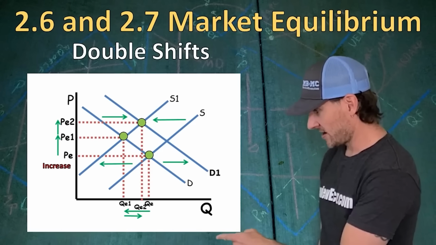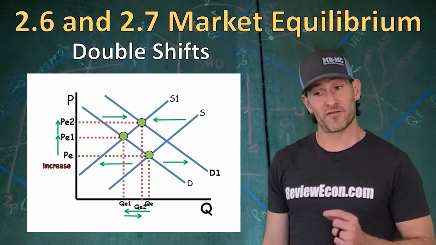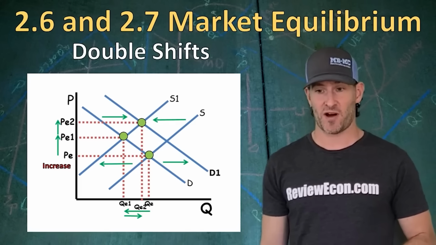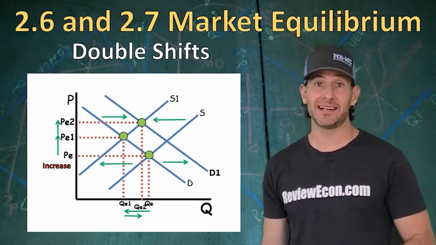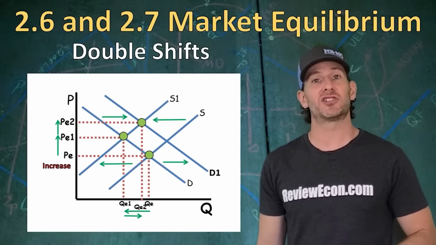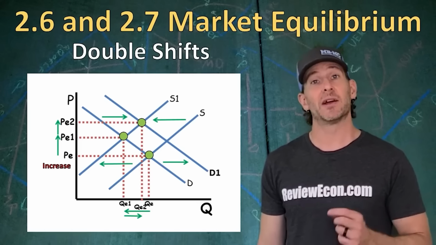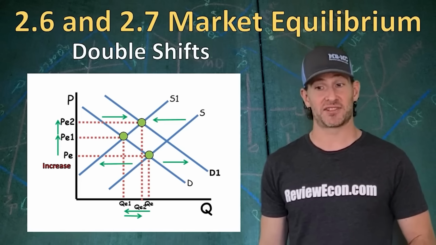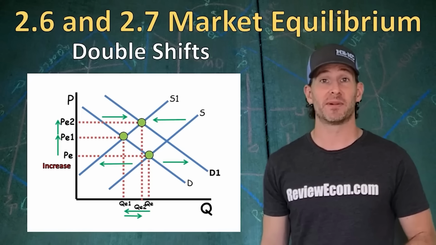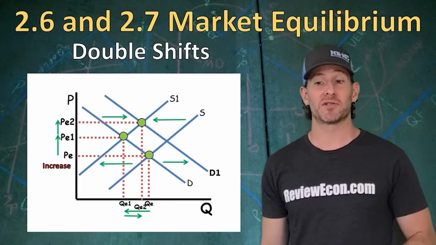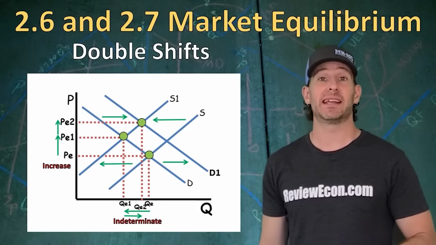But on the x-axis there, the first shift decreased the quantity and the second shift increased the quantity. Since these shifts contradict, it really depends on the size of the shifts as to where the final equilibrium quantity is, and as a result, that axis will be indeterminate.